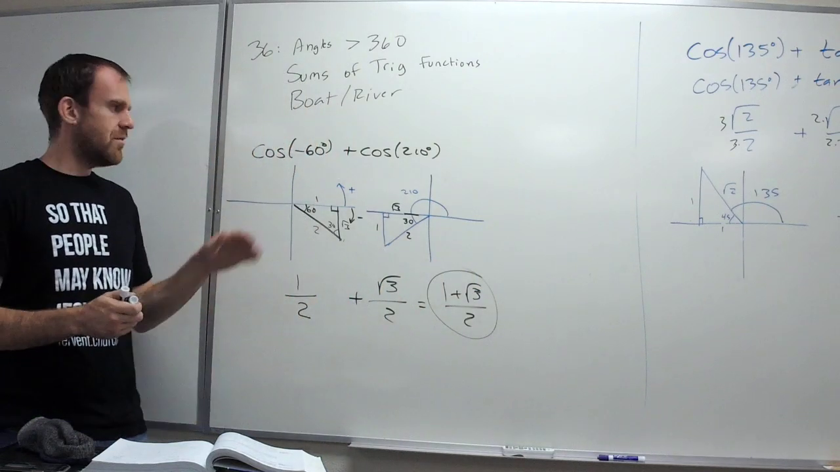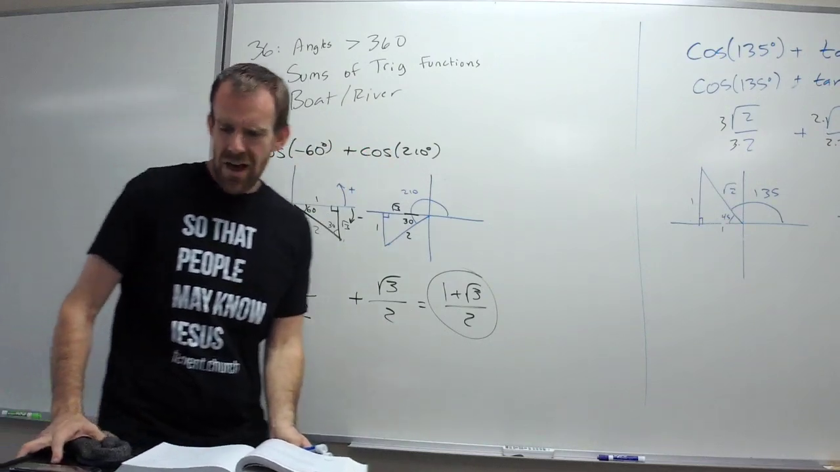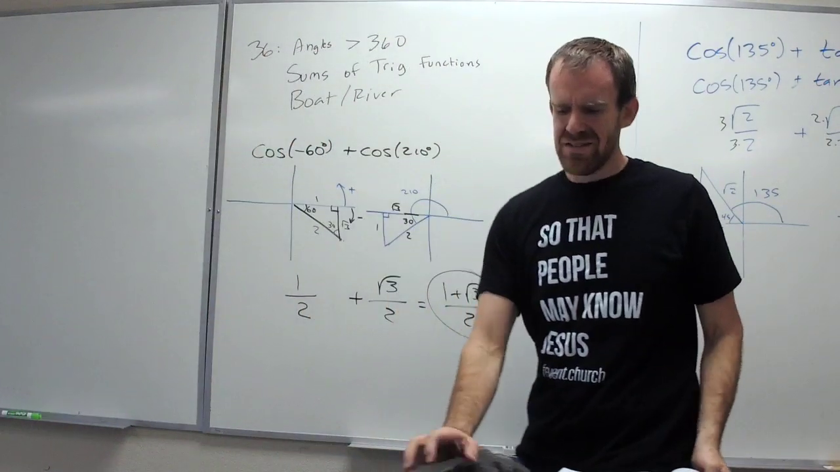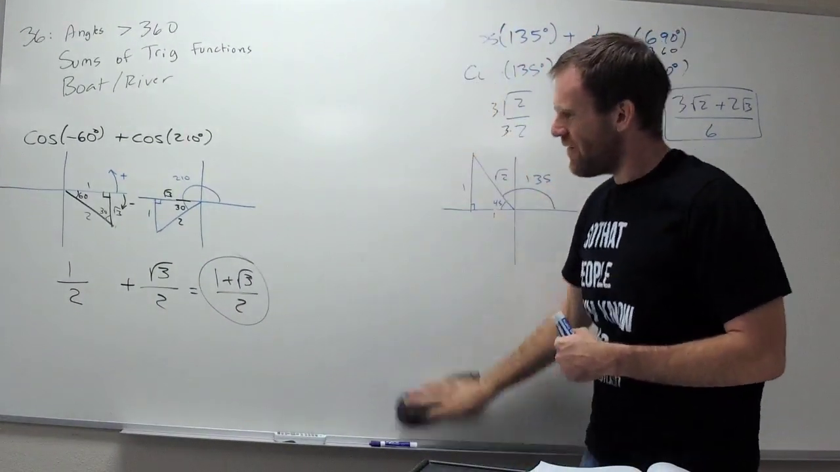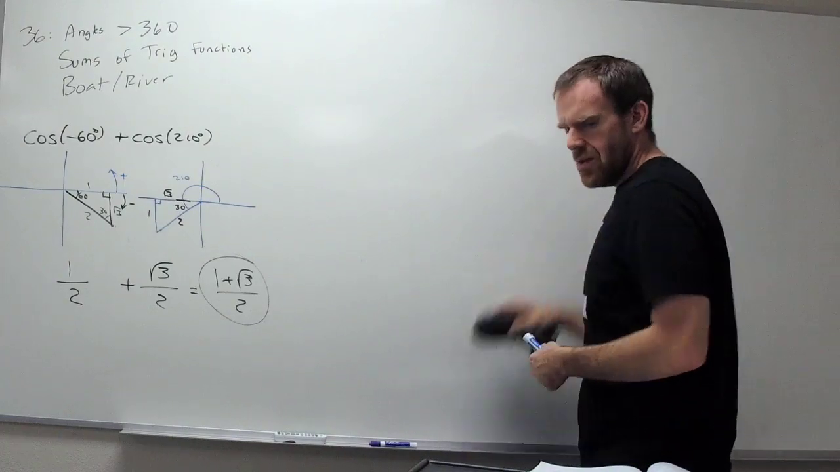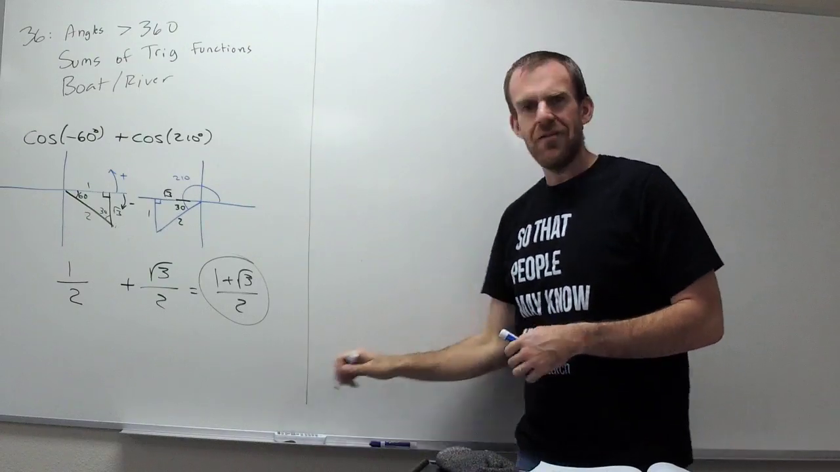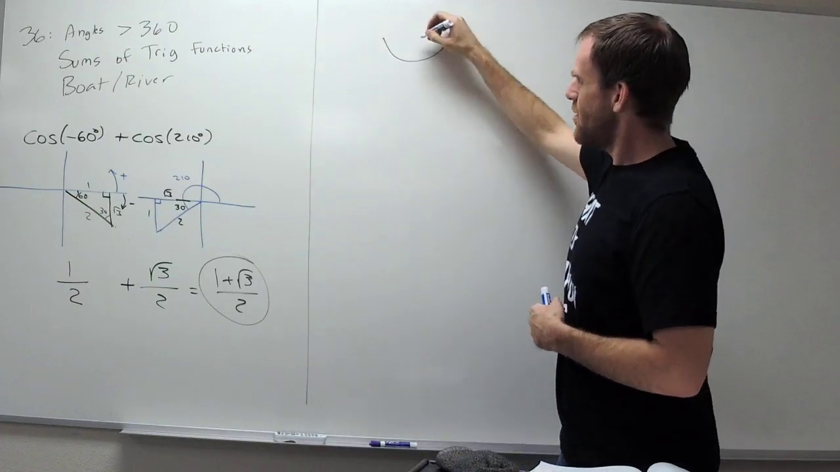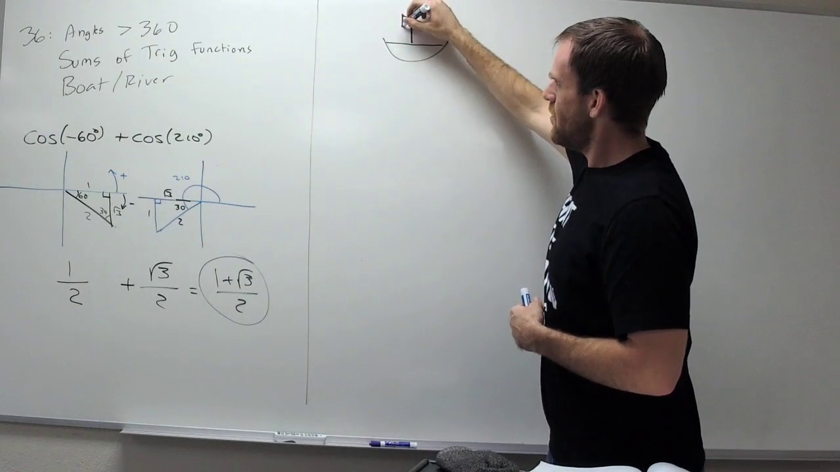Okay, so evaluate each term individually, then add together. Now, the last part of our lesson is possibly one of your favorites or one of your least favorites from Algebra 2. That is the boat in the river problems. You remember you have a boat, it's in the river. This is my boat. Apparently it's a sailboat.